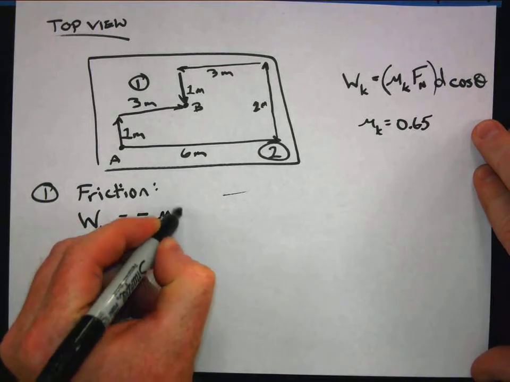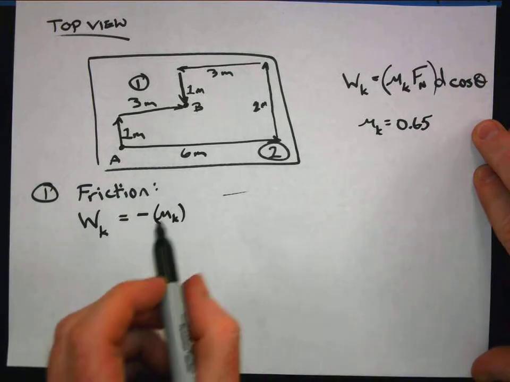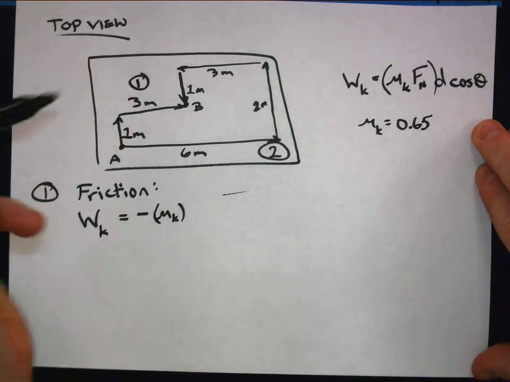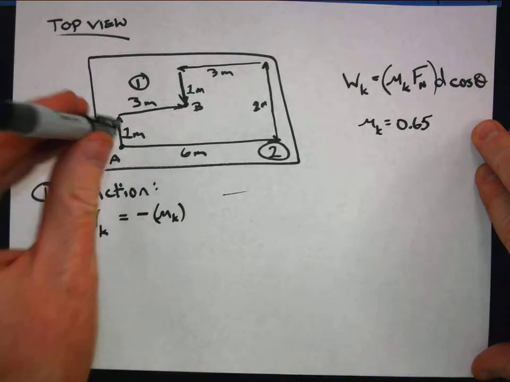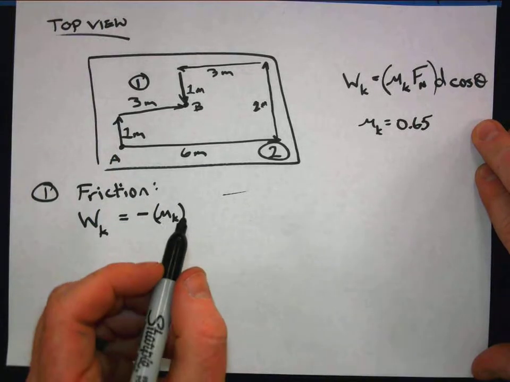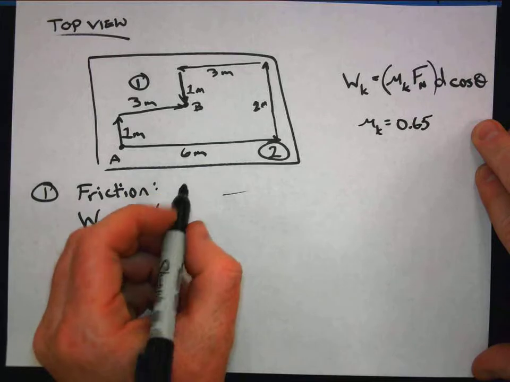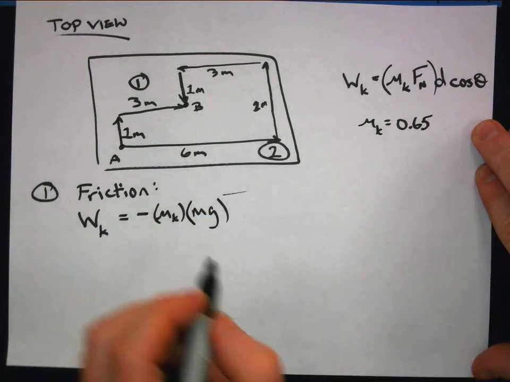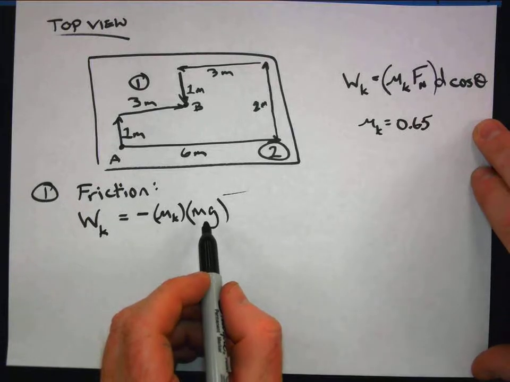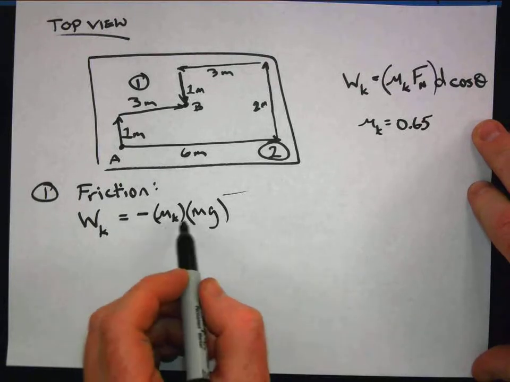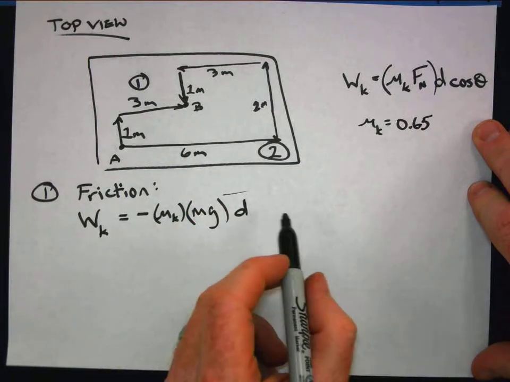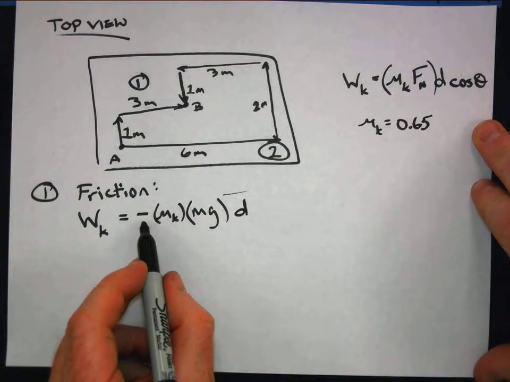Coefficient, my normal force. Well, the normal force, pushing up, holding our box up, caused by the floor, is going to be equal to mg. There's our normal force, I should say. And combined, these make up the amount of friction that we're experiencing and our distance traveled. And then I've already taken care of the cosine of 180 with that minus sign.